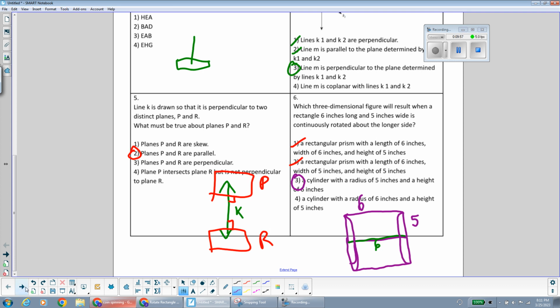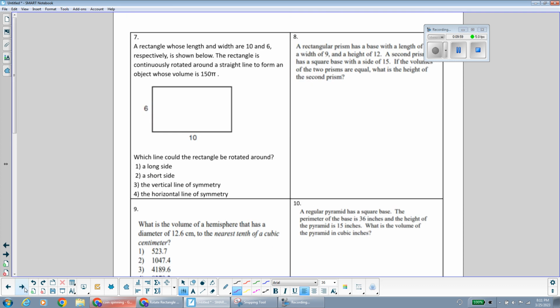Okay, moving along. Number 7. A rectangle whose length and width are 10 and 6 is shown below. The rectangle is continuously rotated around a straight line to form an object whose volume is 150 pi. Which line could the rectangle be rotated around? So we know that no matter what we rotate it around, a rectangle is going to become a cylinder when it's rotated to become a 3D object. So we're talking about a cylinder here.